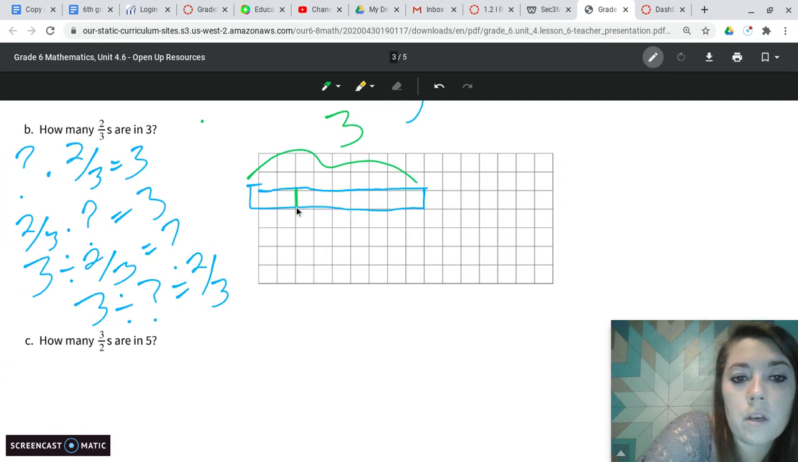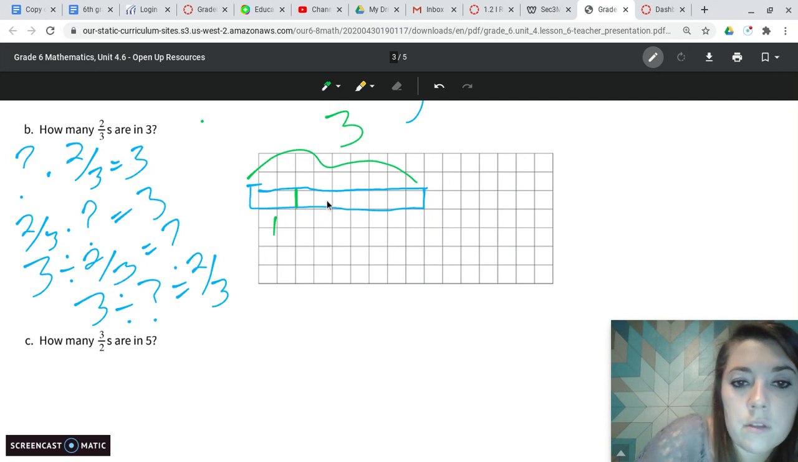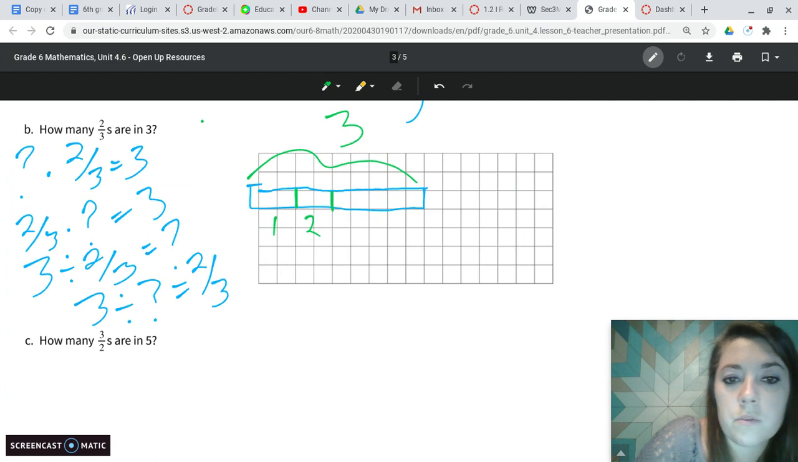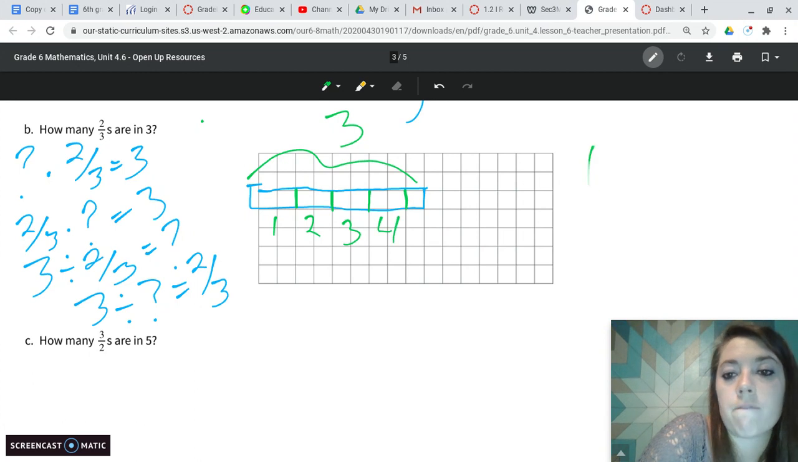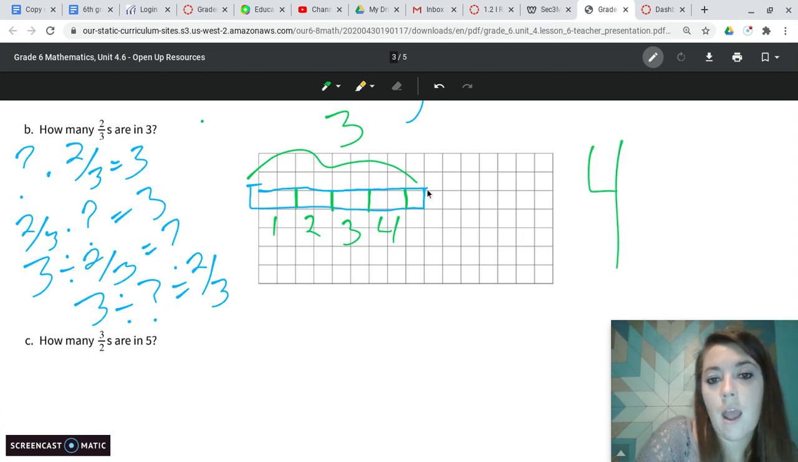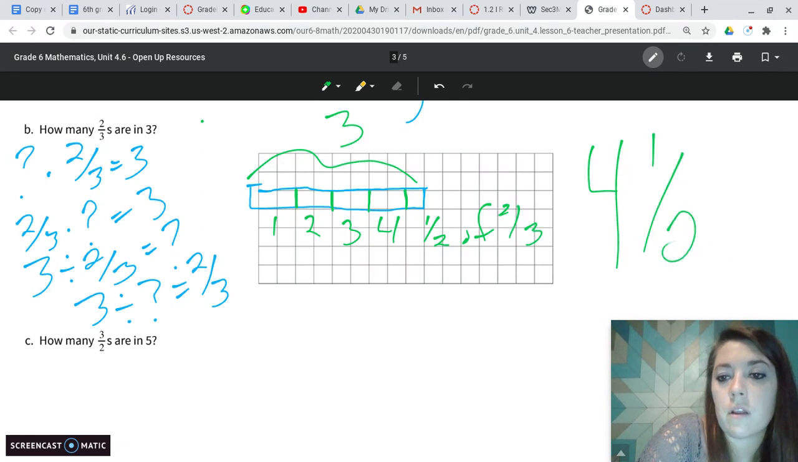So there's one group. 1/3, 2/3. So here's 2 groups. There's another 2/3. So that's 3 groups. There's another 2/3. So that's 4. So we have 4 whole groups. And then we've got a little 1/3 over here. And so we've got half of 2/3. So it's 4 and 1/2.